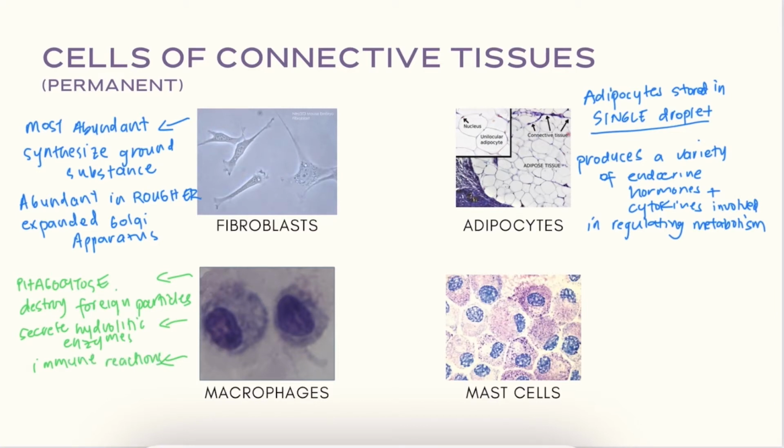Next, we also have mast cells. Mast cells resemble basophils found in the blood. They also are derived from bone marrow precursors and function as follows. Mast cells store chemical mediators of the inflammatory response in large basophilic granules. They are responsible for allergic reactions.